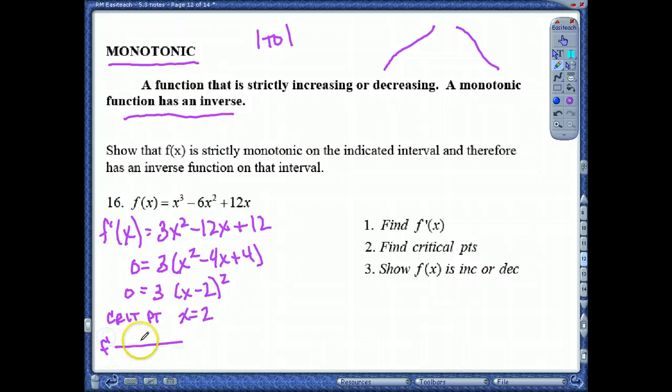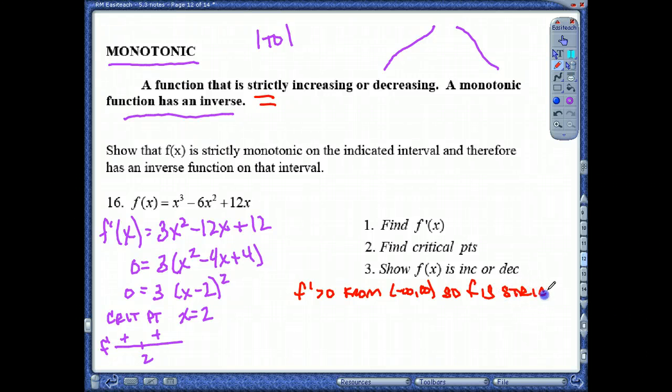Well, we know that when we look at our derivative, when the factor has an even power, it's not going to alternate. So if I put a point in there, I'm going to be positive on both sides. Now, anytime I'm talking about increasing, decreasing, I have to write a sentence. So in order to show it's monotonic, I have to talk about my derivative. So my derivative is greater than 0 from negative infinity to positive infinity. So f is, notice the word strictly. Oh yeah, we are doing it. Strictly increasing from negative infinity to positive infinity, and therefore monotonic.